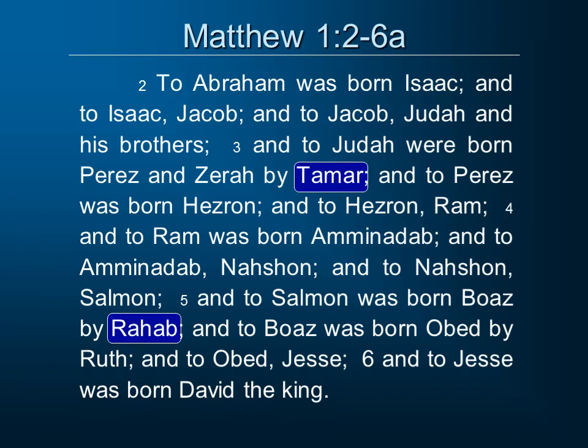And neither does it stop there. And to Boaz was born Obed by Ruth. And so we find a third woman mentioned. And all three of these so far have been Gentiles, because Ruth wasn't Jewish. She was Moabite. And yet she had associated herself with her mother-in-law Naomi, and had come to the promised land following her back home, and had married Boaz. And they had a child, Obed. And to Obed, Jesse, and to Jesse was born King David. And we're going to see one more, although the next one won't be mentioned by name.